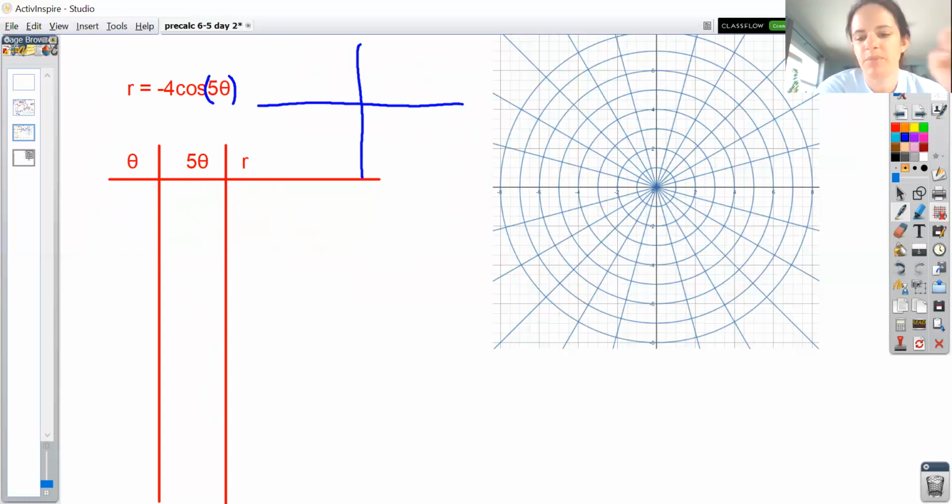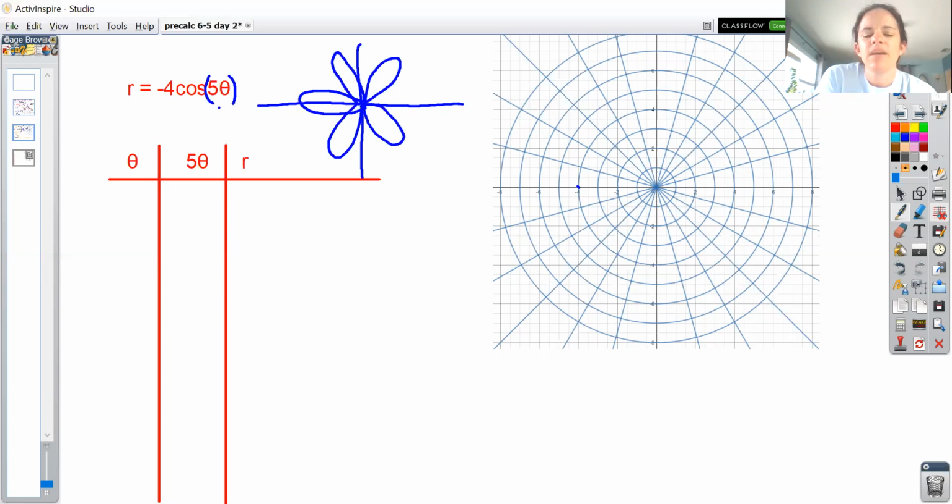So I know that this should be a rose. It should have 5 petals because n is 5. The petal length should be 4 because a is 4. And then the negative is what's going to kick it to the opposite side so that the first petal would actually be on the negative x-axis. So there's 1, 2, 3, 4, 5. This is a bad sketch, but a sketch nonetheless of what it should approximately look like.